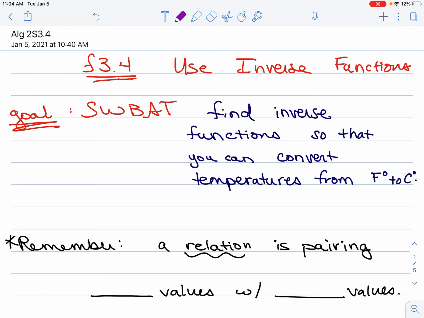So today we're going to be talking about inverse functions, and today students will be able to find inverse functions so that you can convert temperatures from Fahrenheit to Celsius as one example.